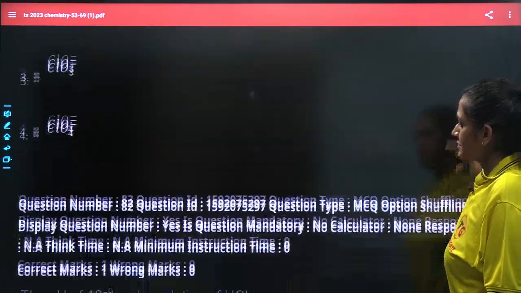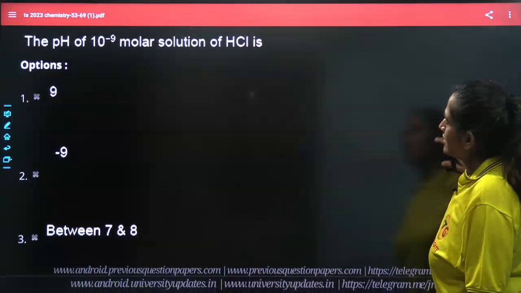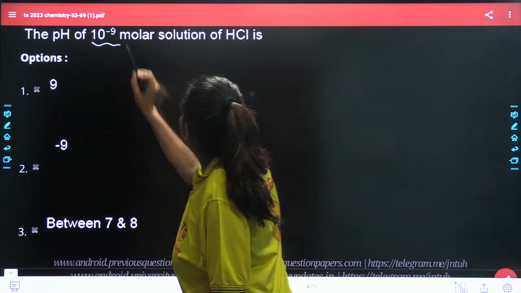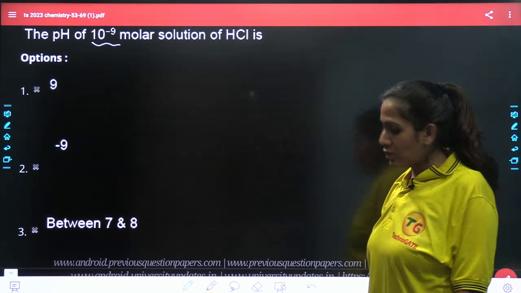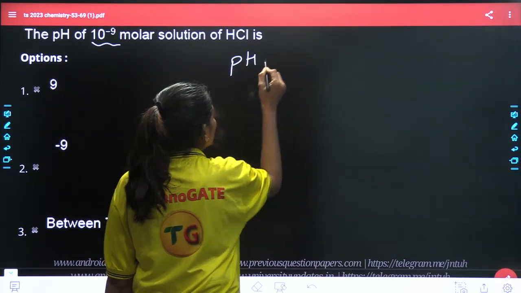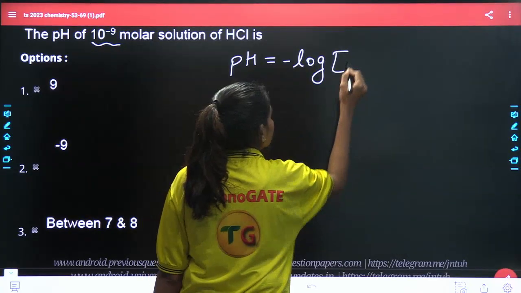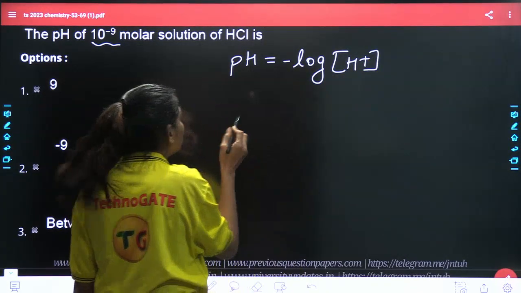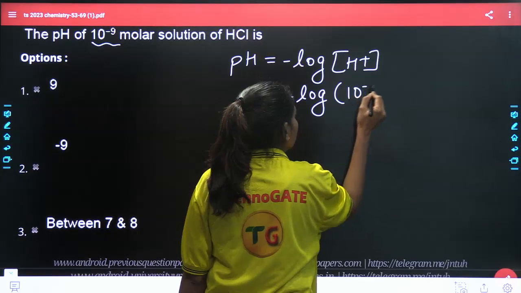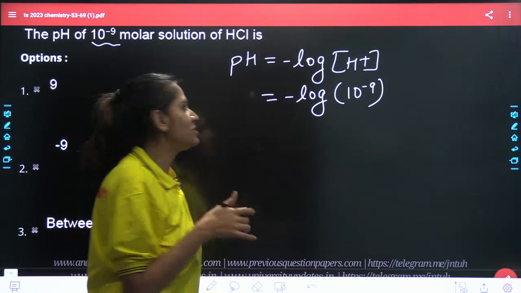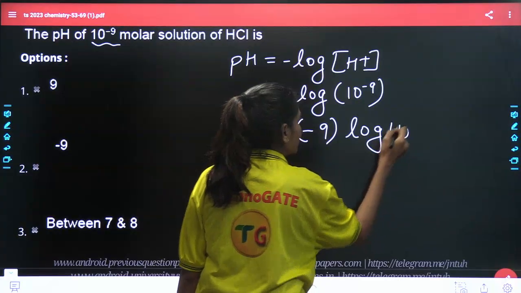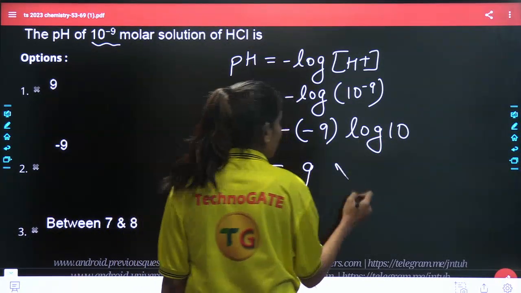Next question. Let's read it first. The pH of 10 raised to power -9 molar solution of HCl is. Now look, how do we calculate pH value on a normal regular basis? pH is equal to negative log of H plus ion, right? From here 10 to the power minus 9 molar, the value is already given. In normal circumstances we do it like this, and if we solve it, the answer would come out to be 9, which is absolutely wrong.